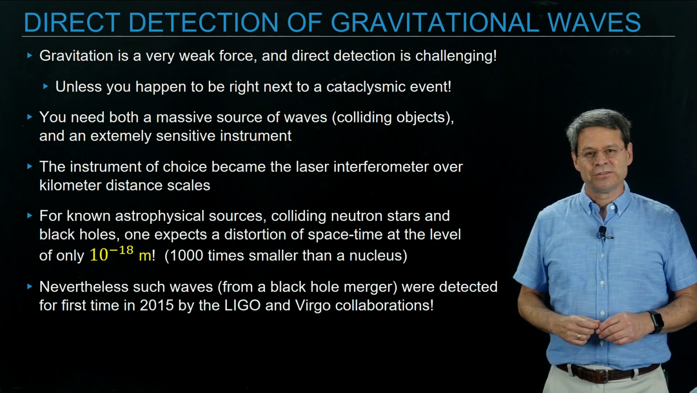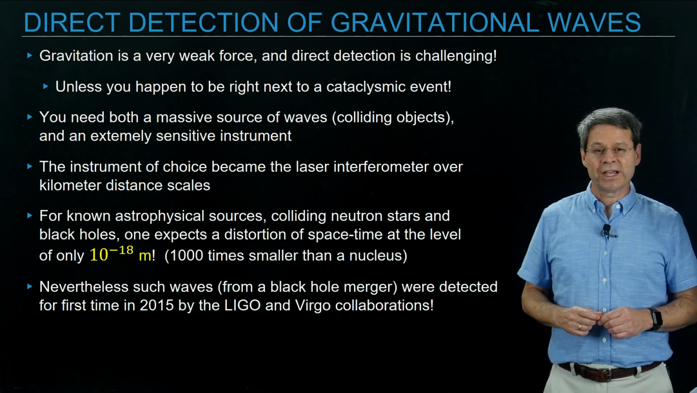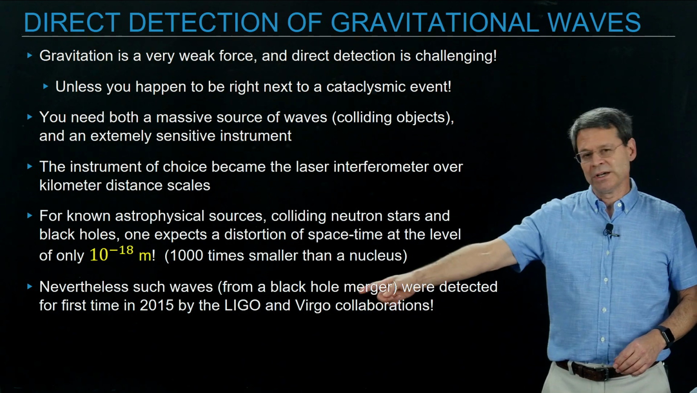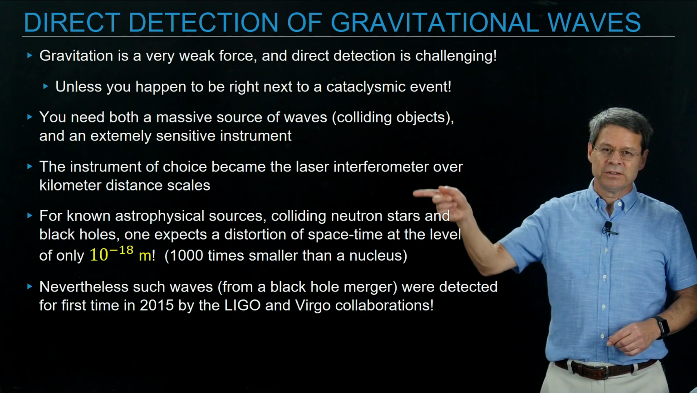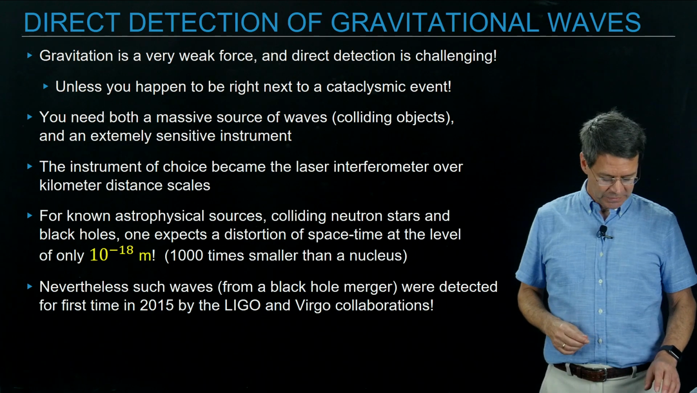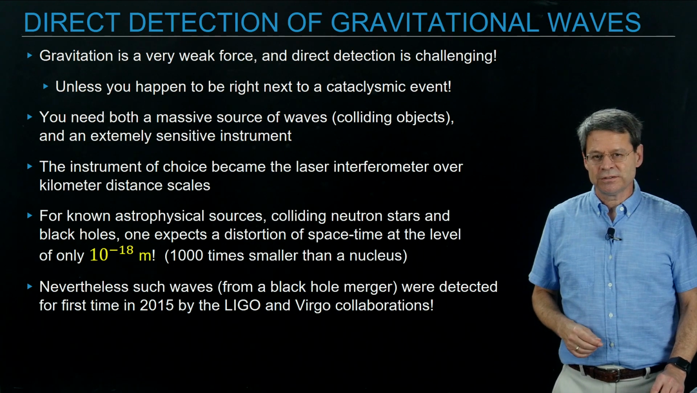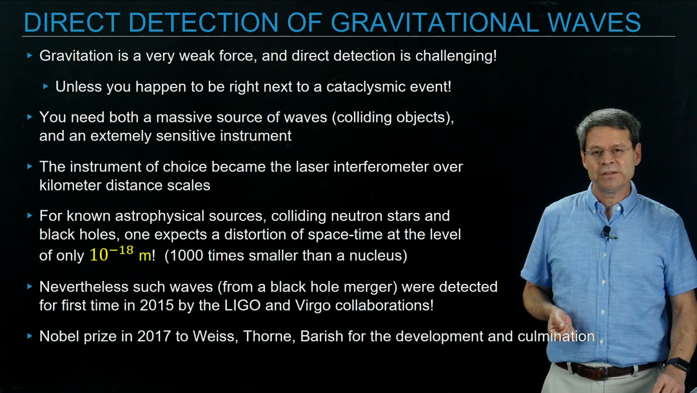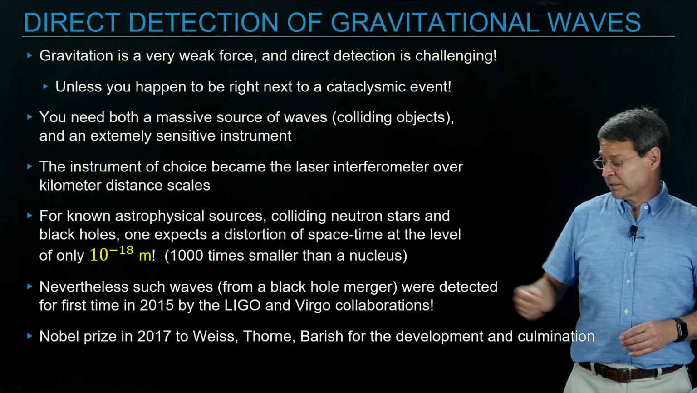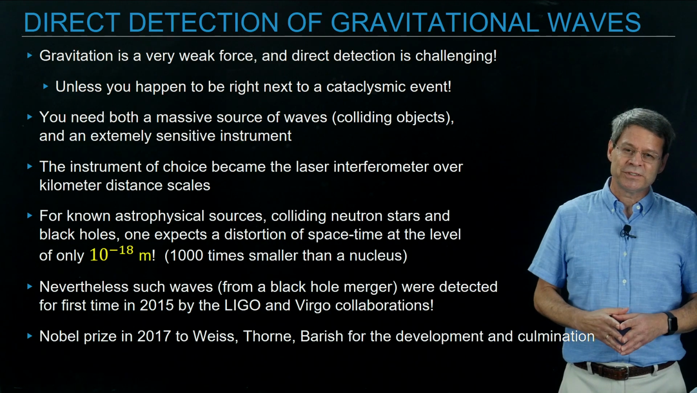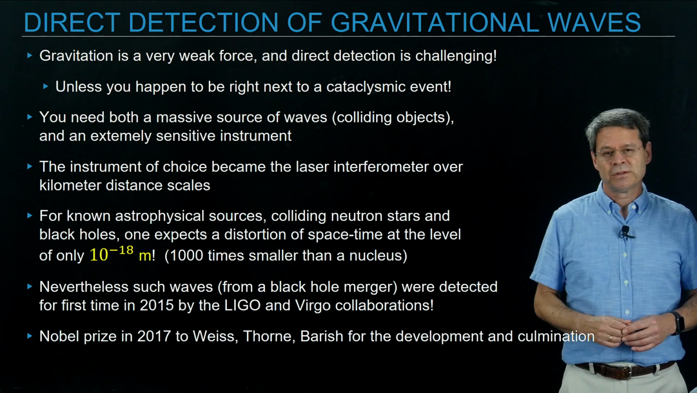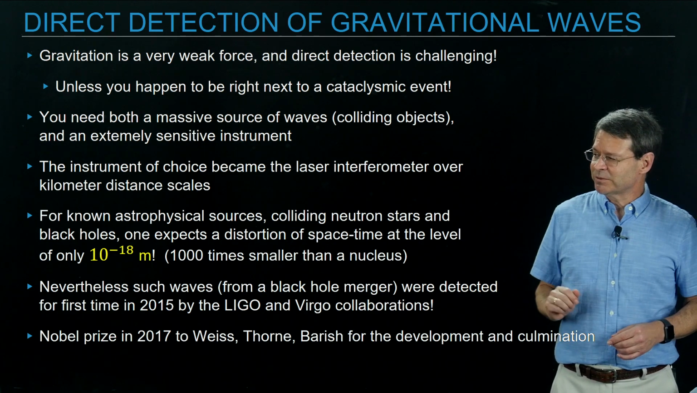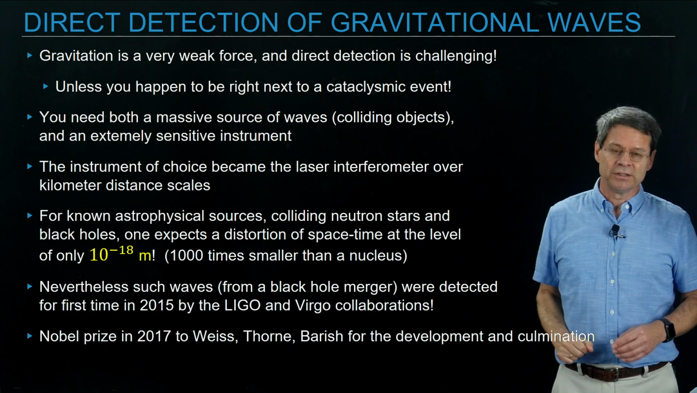Nevertheless, such waves from a black hole merger actually were detected for the first time in 2015 by the LIGO and Virgo collaborations, which had these large laser interferometers. And that detection, the direct confirmation of gravitational waves from general relativity, culminated in a Nobel Prize in 2017 to Rainer Weiss, Kip Thorne, and Barry Barish for their development and culmination of gravitational wave detection using laser interferometers.